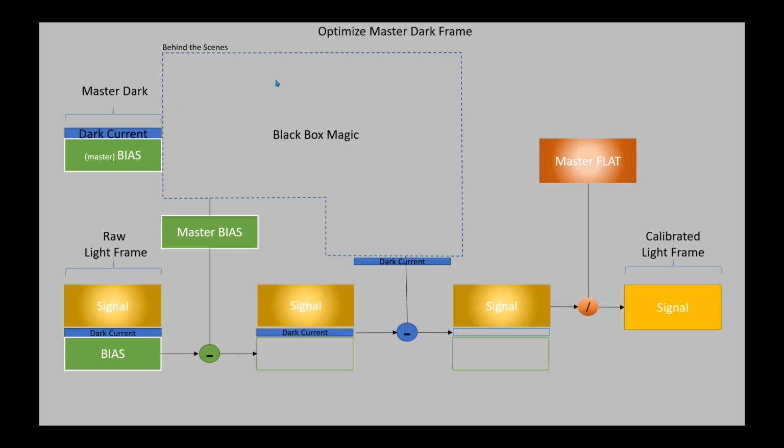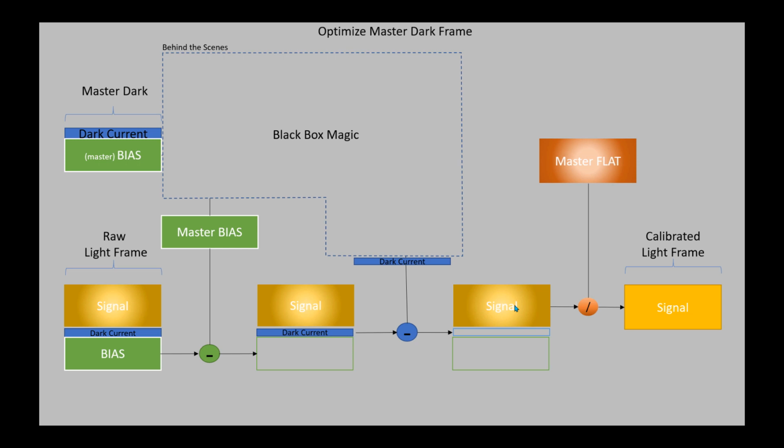So the way this works is it's all in this black box. Somehow you do some operation here. It requires the master bias to do it. So if you have a master dark and you have a master bias, you can do this trick of optimizing your master dark frame. It does something in here, and then it comes out with a scaled version of this dark current that exactly matches, so that when you subtract the bias level off and then subtract the extra little bit of dark current off, you end up with a perfectly calibrated frame.